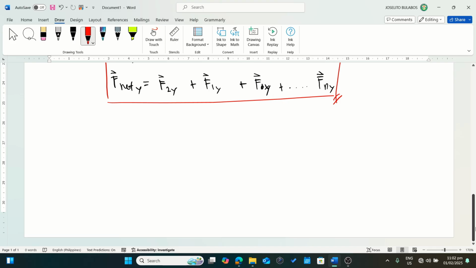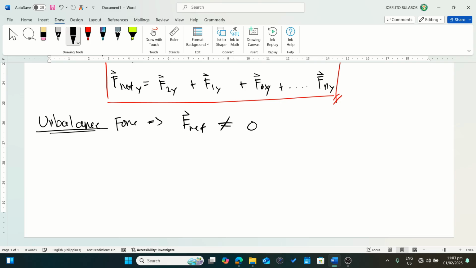Now we have also what we call unbalanced force. What do we mean when we say unbalanced force? From the word unbalance, when we say unbalance, the definition here is that the F net is not equals to 0. Okay, that's the definition of this one.